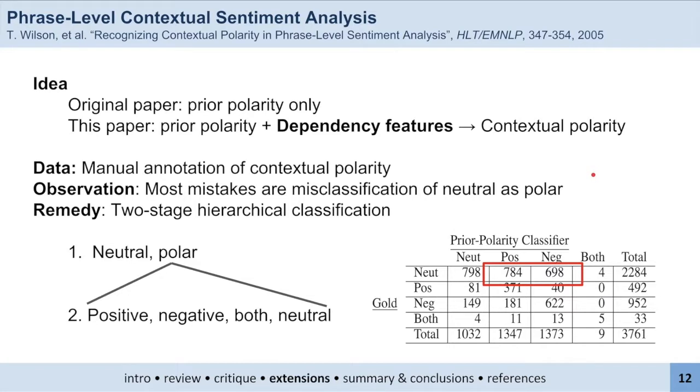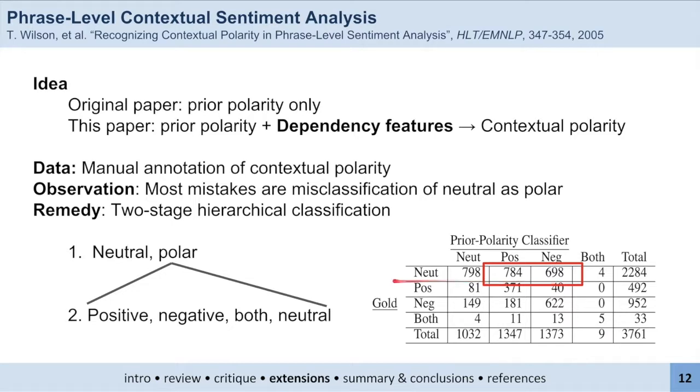The original paper considers only prior polarity, which means they give every word a fixed sentiment and use it in any sentences. But actually, a word can have different meanings in different sentences. So in this paper, written by Wilson and others in 2005, they combine prior polarity with dependency features to analyze contextual polarity. First, they experiment on a prior polarity classifier, and they observe that most mistakes are misclassification of neutral as polar.